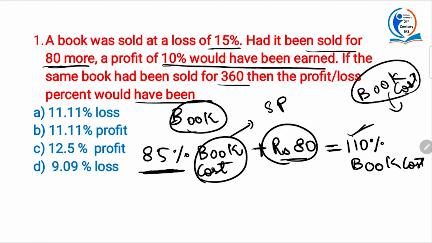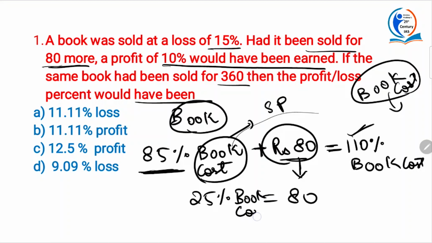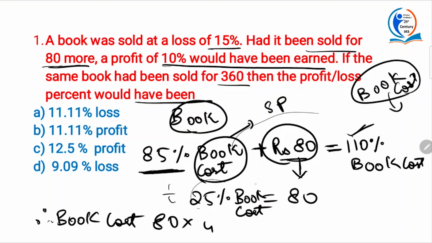Now this 80 is equal to 110 minus 85, that is 25% of the book cost, which is equal to 80. Therefore, the cost price or the book cost would be 80 into 4, right? Because 25% is 1 by 4. If this 4 goes there, it will become 80 into 4. So it is 320.